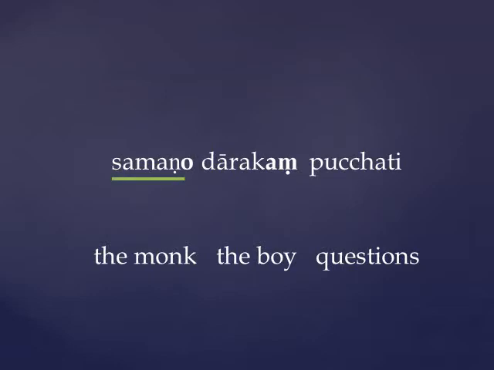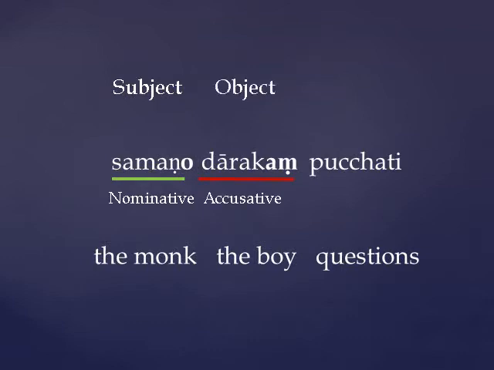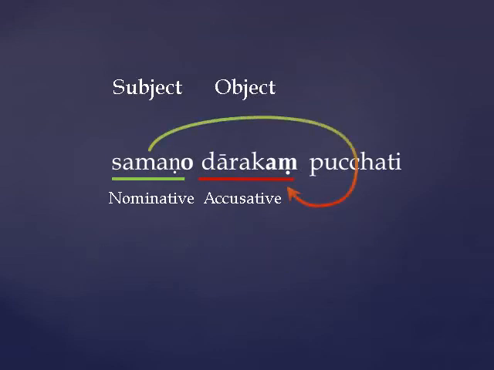For instance, we can see that samano ends in o, which is the nominative case. And in Pali, the subject of the verb is expressed by the nominative case. Darakang, the boy, ends in ang, which is the accusative case. And in Pali, this indicates the direct object. So we know that it is the monk who is questioning the boy.